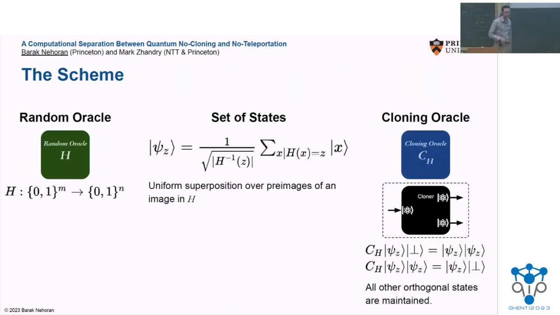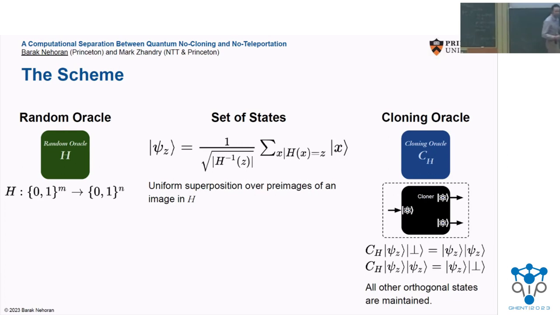So how do we do this? Our scheme is as follows. We start with a random oracle, which is essentially just a random classical function that goes from a large number of bits m to a smaller number of bits n, and we use that to define the set of states psi z. They're superpositions over pre-images of an image of H. And then finally, we have a cloning oracle that clones this set of states.